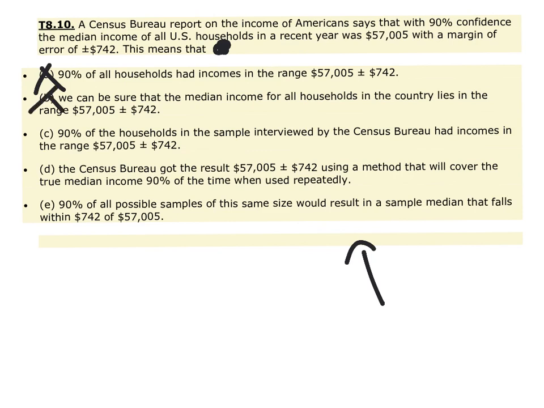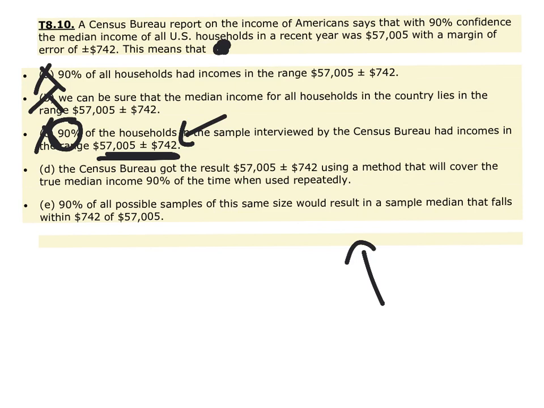For C, 90% of the households in the sample interviewed by the Census Bureau had incomes in the range of this number. This isn't about how many households it happened to. This 90% means we are 90% confident the true population answer will be within this range, not about the sample. We're 100% confident the sample's answers are in that range, so be cautious on that one. It's not C.